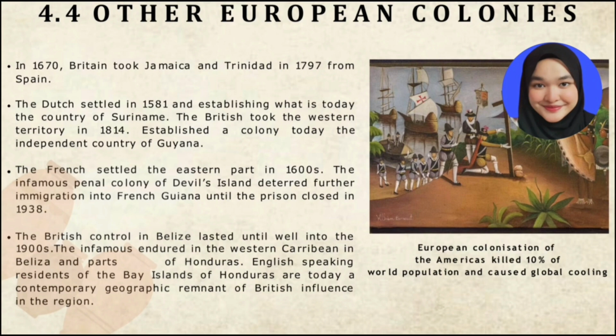The British took the western territory in 1814 and established a colony, today the independent country of Guyana. The French settled the eastern part in the 1600s. The infamous penal colony of Devil's Island deterred further immigration into French Guiana until the prison closed in 1938. British control in Belize lasted until well into the 19th century. British influence endured in the Western Caribbean, in Belize and parts of Honduras. English-speaking residents of the Bay Islands of Honduras are today a contemporary geographic remnant of British influence in the region.